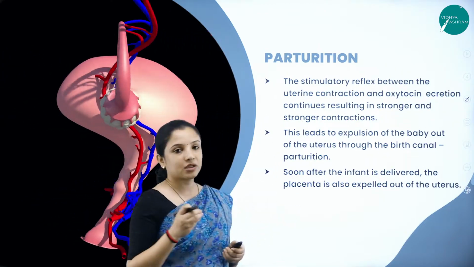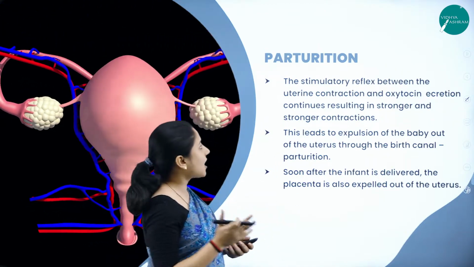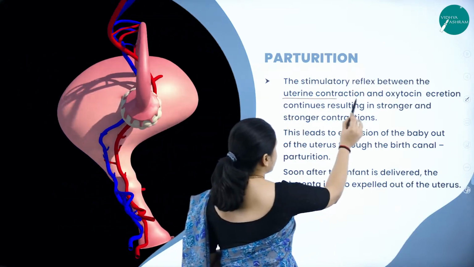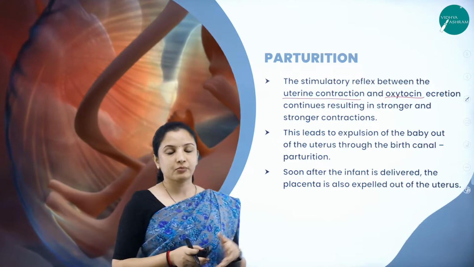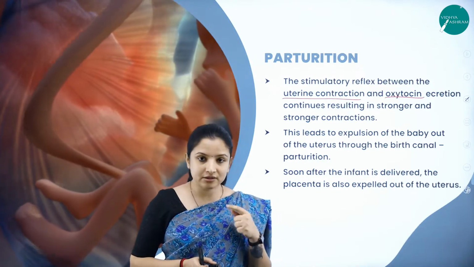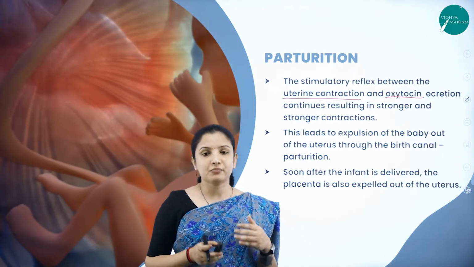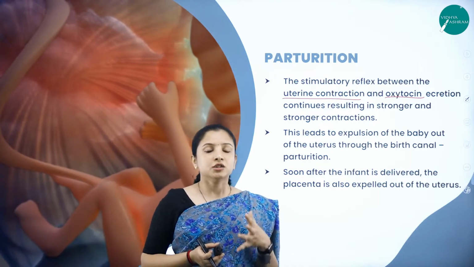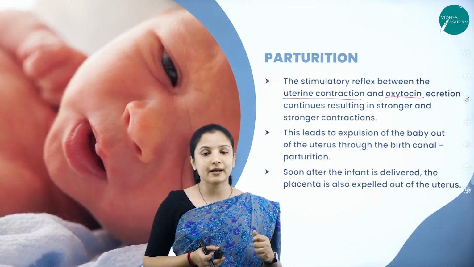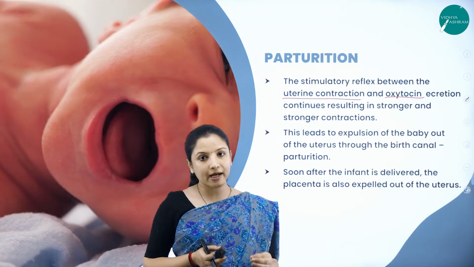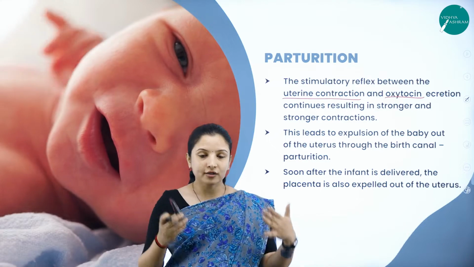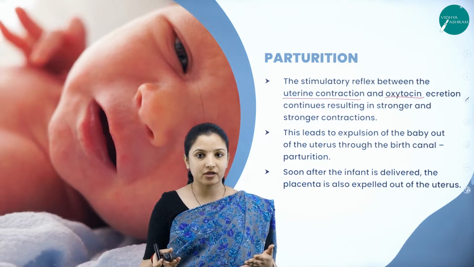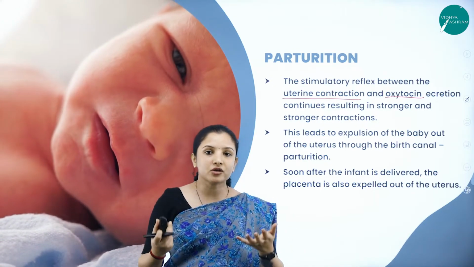So this particular stimulatory reflex occurs between the uterine contraction and oxytocin secretion. What is the relationship? Because I told you, when the uterus starts to contract, mild contraction will occur. So when mild contraction occurs, what happens? The pituitary gland will get activated. That pituitary gland will start secreting oxytocin. Oxytocin will further increase the contraction. So how can you say that the contraction is increasing?